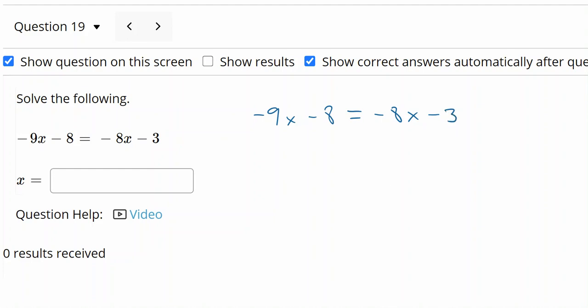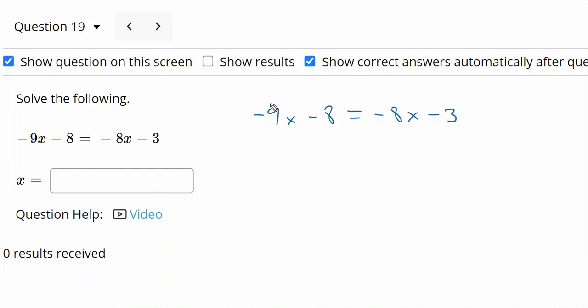All right, so in this situation, what I've got going on here is that I can't really just collect my like terms. And the reason why I can't is because they're not on the same side of the equation, right? In order to collect like terms, they've got to be on the same side. So either both on the left or both on the right, okay? So that's what we want to get in the end, right?